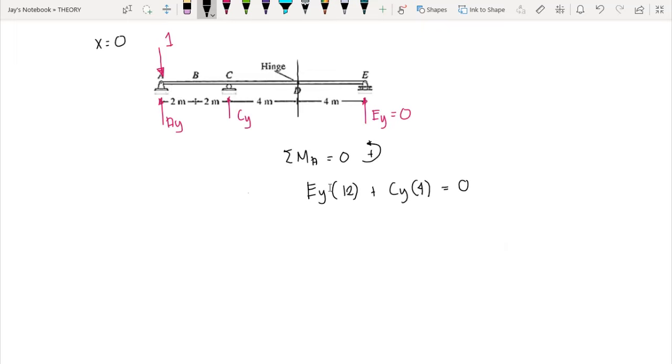However, we know that E here is 0, so we can cancel this out, and we can conclude that CY is also 0 here. So therefore, CY is equal to 0.